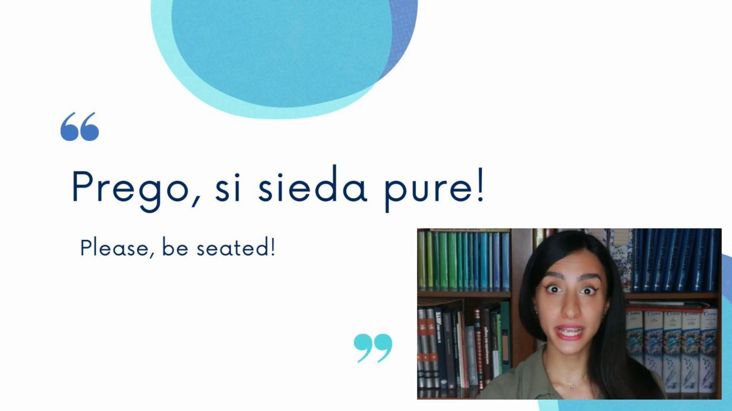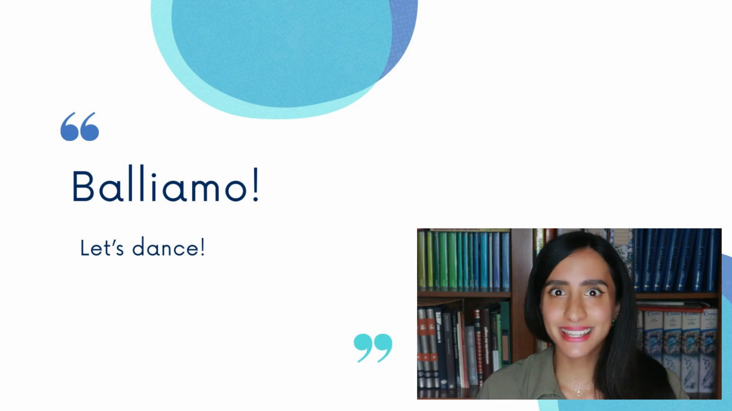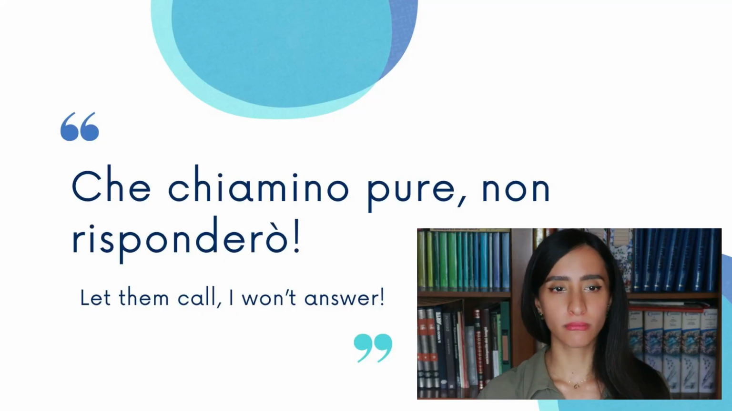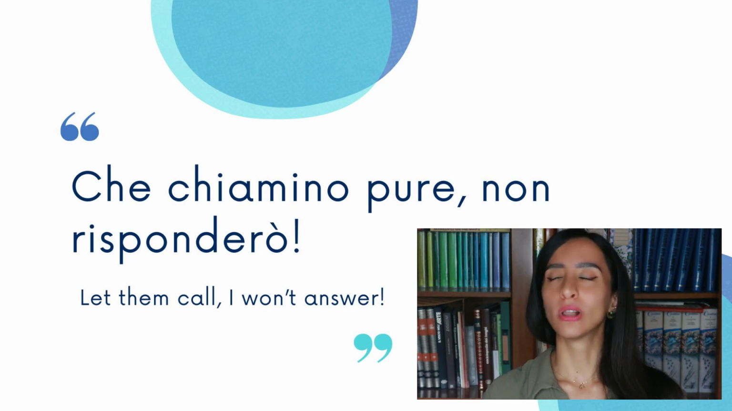Let's see other examples with the other pronouns. With the formal pronoun lei, we can say prego, si sieda pure. Please be seated. With noi, balliamo. Let's dance. With loro, che chiamino pure. Non risponderò. Let them call, I won't answer.